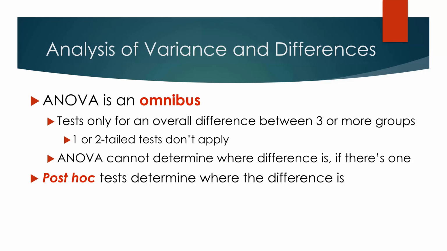Okay, ANOVA doesn't tell me if the difference is between group 1 and group 2 or group 3 and group 4. All it tells me is that there is a difference. So you would have to use something called a post hoc test to determine where the difference is, if there is one.